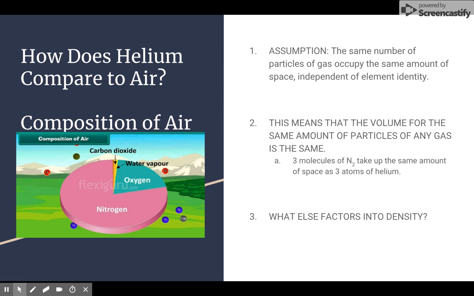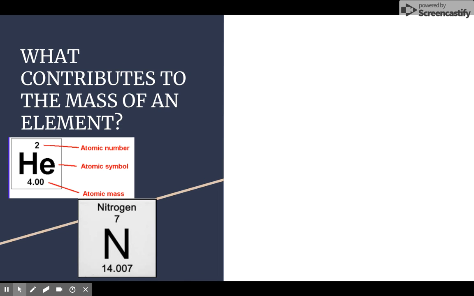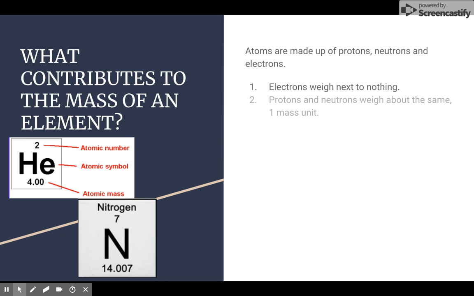So what was the other thing that factors into density? The mass. So what contributes to the mass of an element? Well, atoms are made up of protons, neutrons, and electrons. And electrons weigh next to nothing. They're about 2,000 times lighter than those other 2 components. So protons and neutrons weigh about the same, and they're given a mass of about 1 mass unit. They're slightly different. Neutrons weigh a little bit more, but for the sake of this, the difference is negligible.